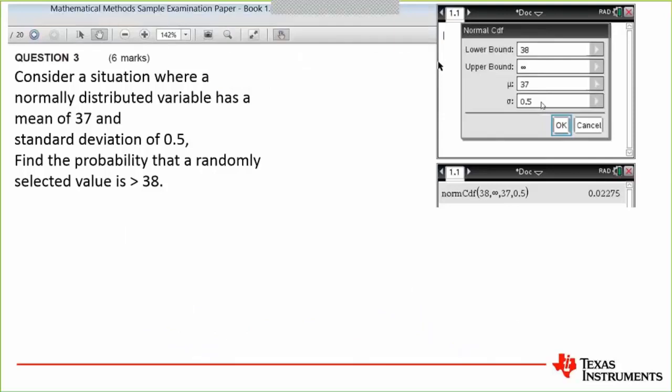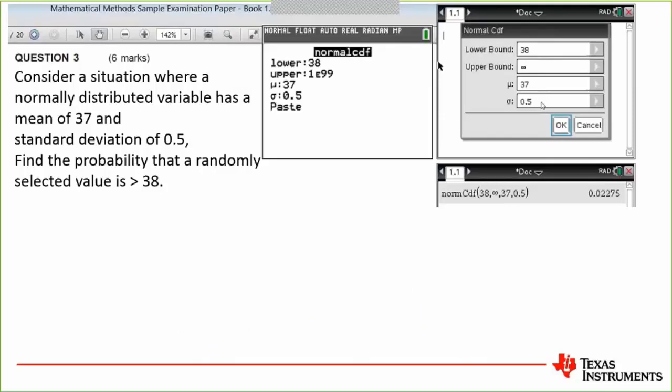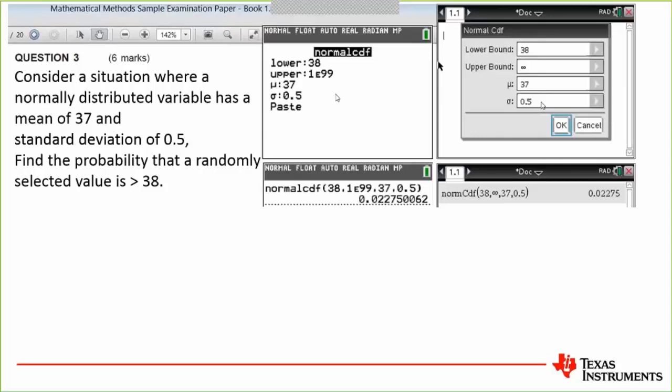Similar things can be done with the good old TI-84. Look at this. It can't handle infinity. In fact, I challenge anyone who says they think they can. I just typed in 10 to the 99. I thought that's close enough for all practical purposes. Is that the terminology? And you see pretty much the same results.